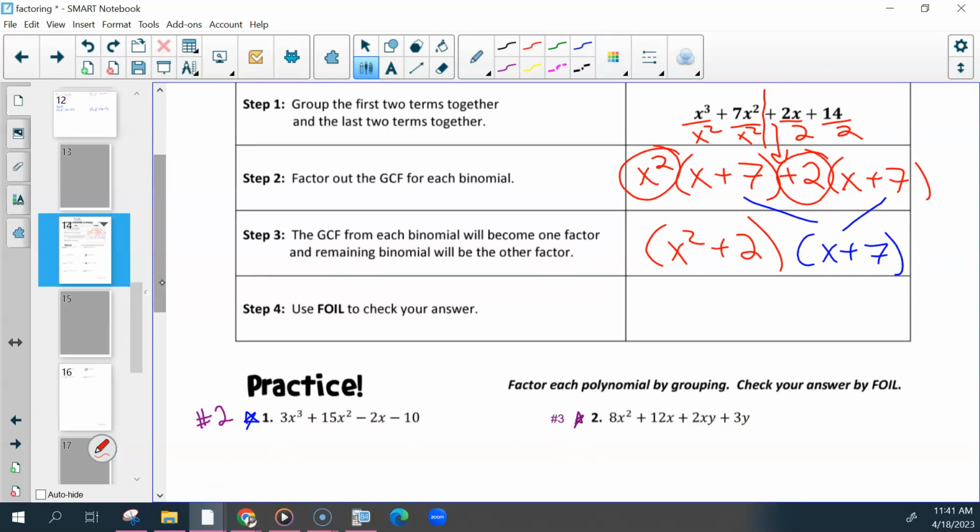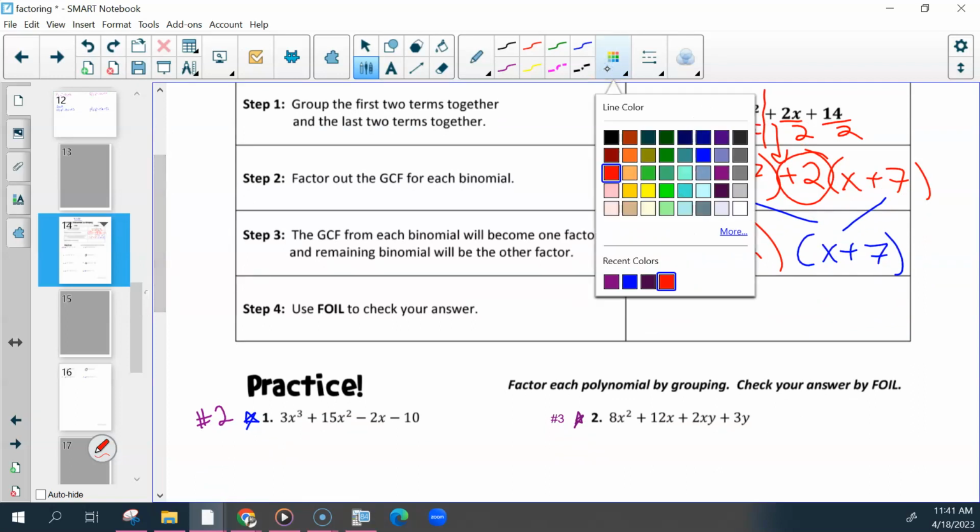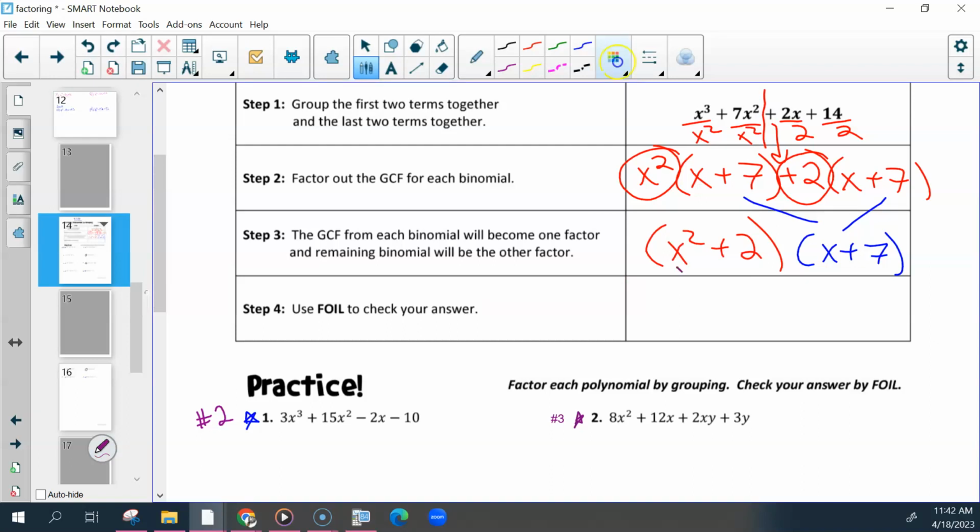Then to check yourself, you could always distribute it back. X squared times x would give us x to the third. X squared times 7 would give us 7x squared. 2 times x would give us 2x. And 2 times 7 would give us 14, which is what the original was. Again, the distributing part is not a necessary thing, but if you want to check yourself, that's a good tool to use.